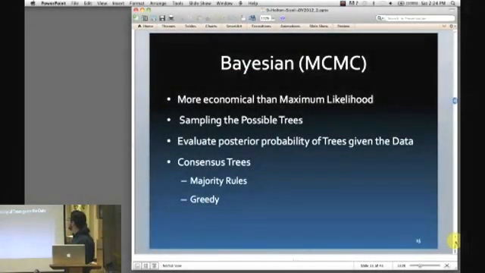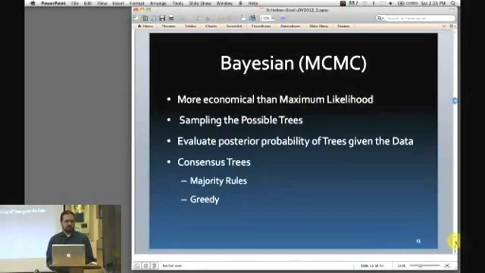The next method that we're looking at here is the Bayesian analysis. This is like maximum likelihood, except that it's more economical in that you're not trying to sample the possibility space exhaustively, but you are randomly sampling it in a way that is representative. So you're sampling the possible trees. We did a long run on the data, although it's not that long in terms of how long these runs can be. It was about 12 or 13 hours, and we generated about 150,000 trees.